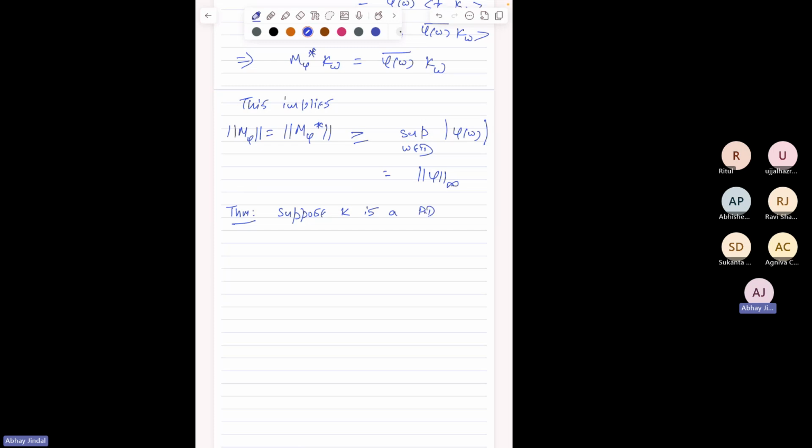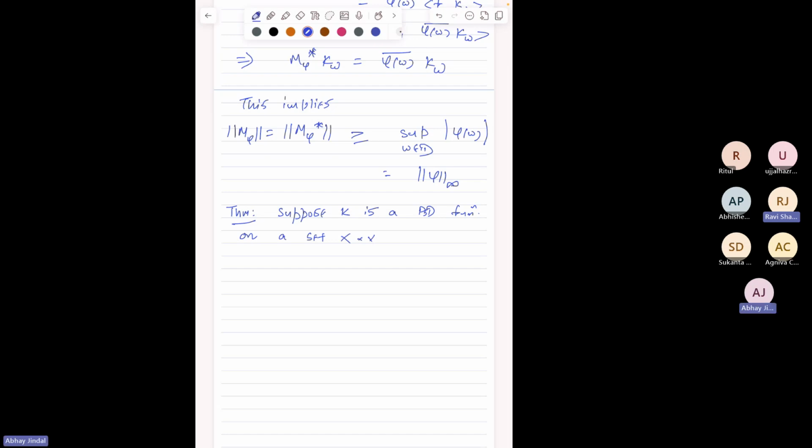Suppose k is a positive semi-definite function on a set X. Does it imply that the norm of the operator M phi is exactly equal to the sup norm of phi, because we have the less than or equal to inequality? Yes, in case of Hardy space, in fact, it is. In case of Hardy space, the norm of M phi is in fact the sup norm. So you prove the reverse inequality, and the forward less than or equal inequality is always true.